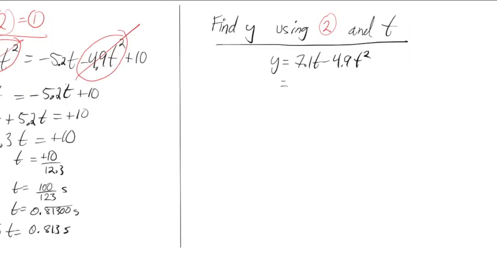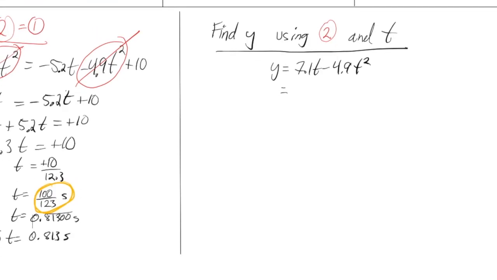The better value to use is the 100 over 123, but you can also use the decimal version of the number, but the fraction is better because it introduces less error. But you have to be really careful when you plug it into your calculator. So physics is as much science and mathematics as it is calculator gymnastics.